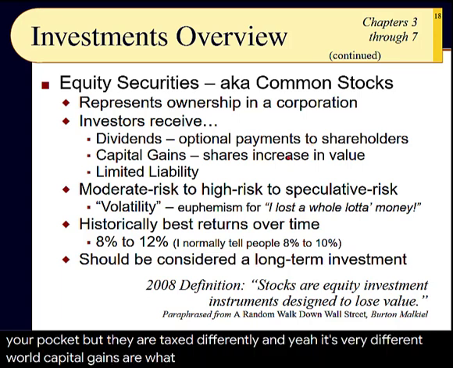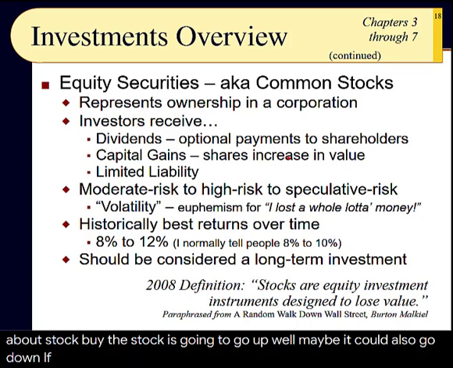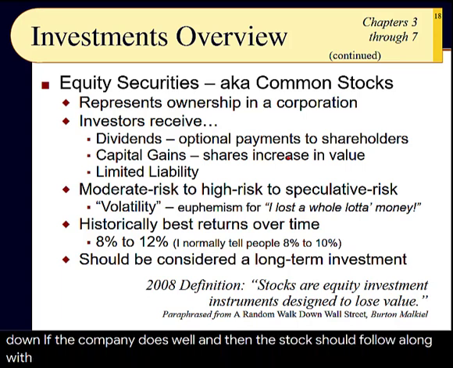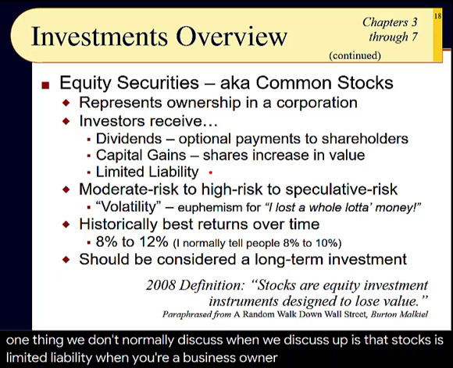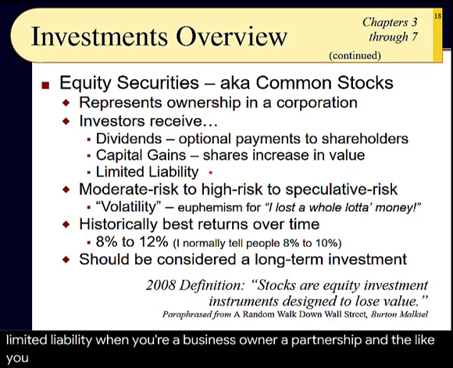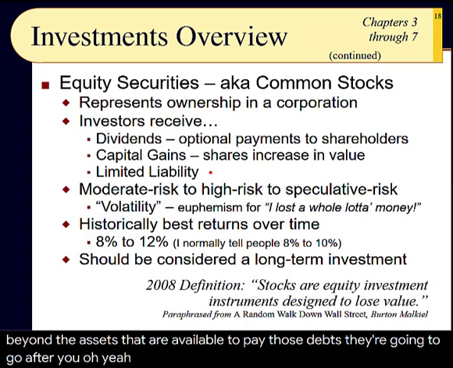Capital gains are what people mostly think about when they think about stock. You go buy the stock, it's going to go up. Well, maybe it could also go down. But if the company does well, the stock should follow along with the success of the company, or lack thereof if it does poorly. And one thing we don't normally discuss when we discuss stocks is limited liability. When you're a business owner, a partnership, and the like, you and the business are one. So if the business incurs debts above and beyond the assets that are available to pay those debts, they're going to go after you. Not so with stocks.